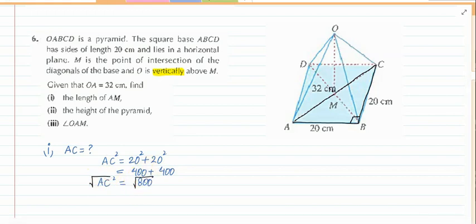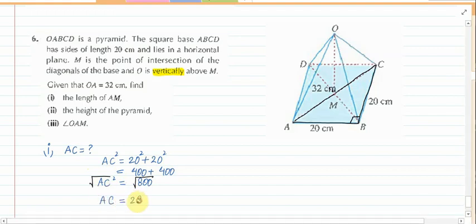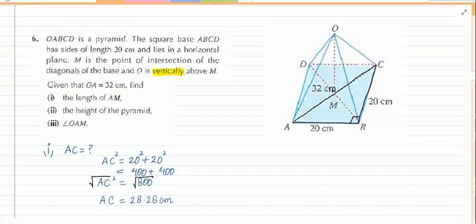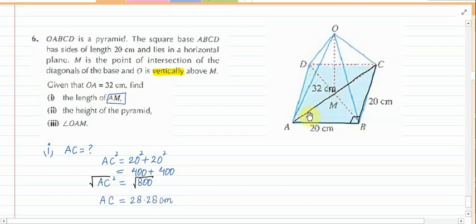So root 800 is 28.28. So the value of AC is 28.28 centimeters, right? But that is not required for the question. That is not asked in the question. The question says find the value of AM. The value from A to C is 28.28.